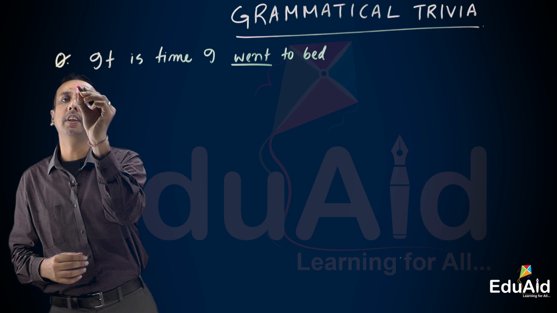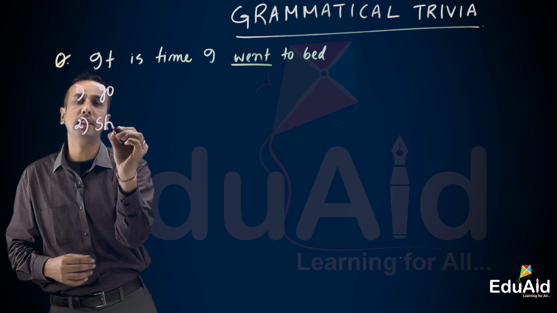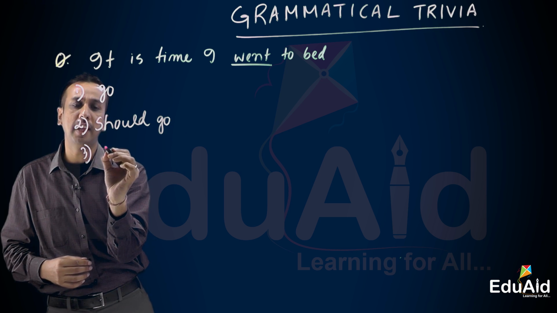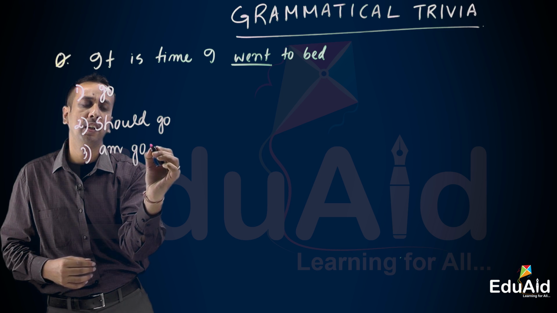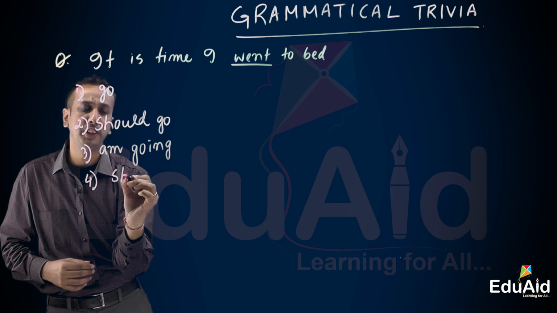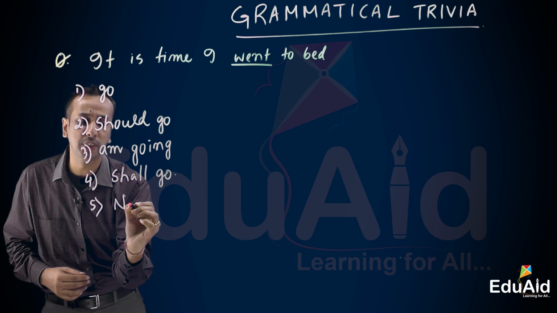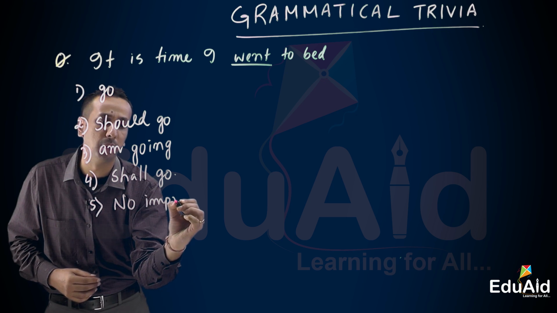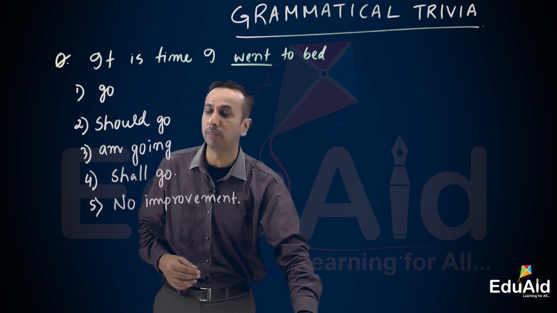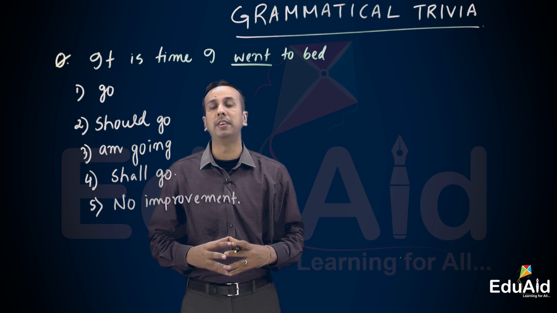Say first option is go, second option is should go, third option is am going, fourth option is shall go, and a fifth option, which is no improvement required. So out of these 5 options, which option will be the correct replacement in this sentence?